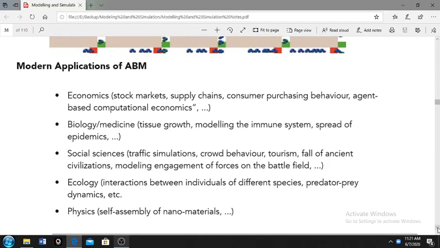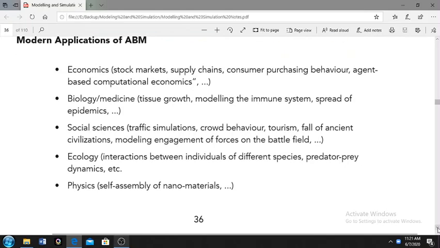So what we're saying, these are just examples of AB system. We're going to see more advanced AB system. In our lab, we're going to have an agent. We're going to implement an AB system for the spread of a contagious disease. Now, modern application of AB.